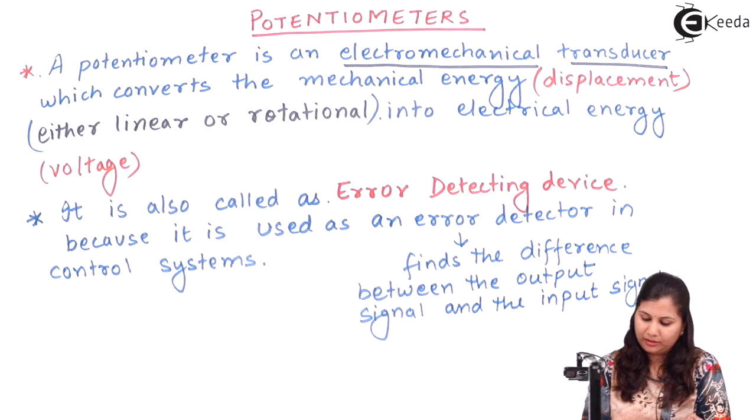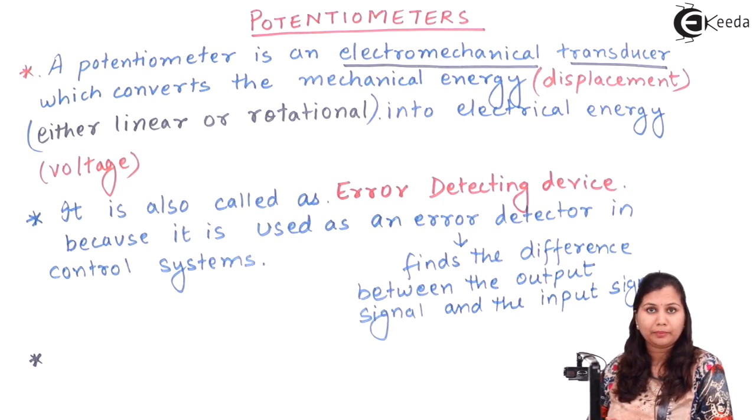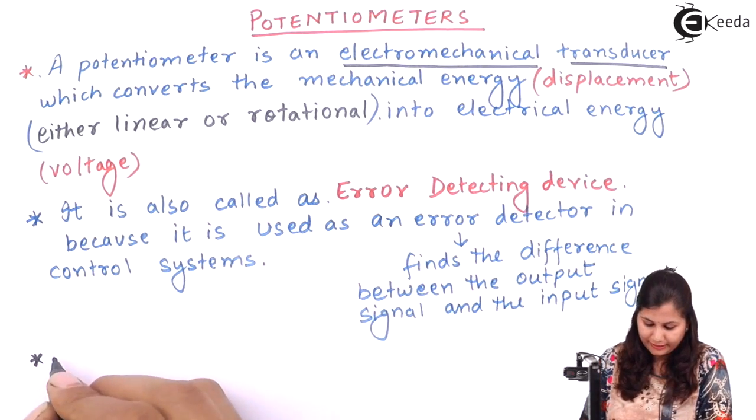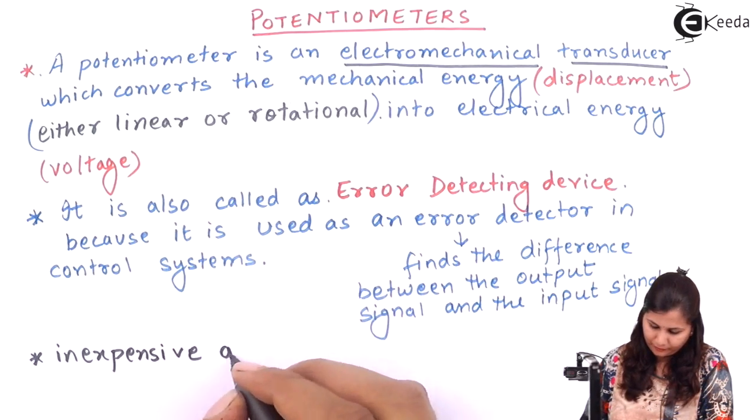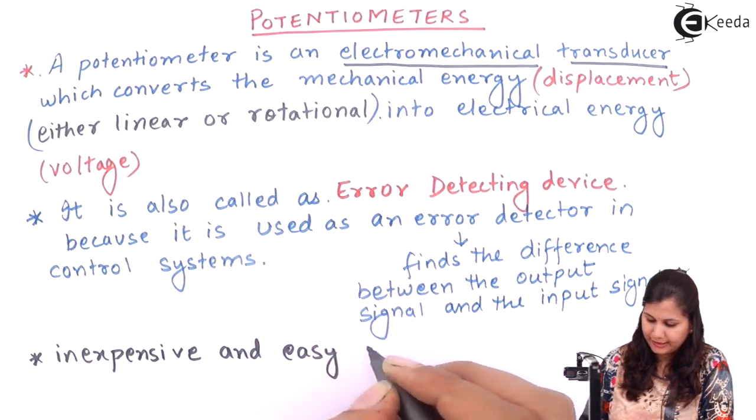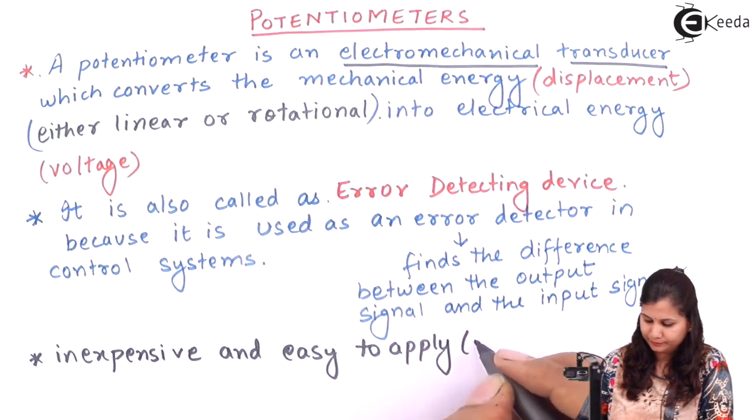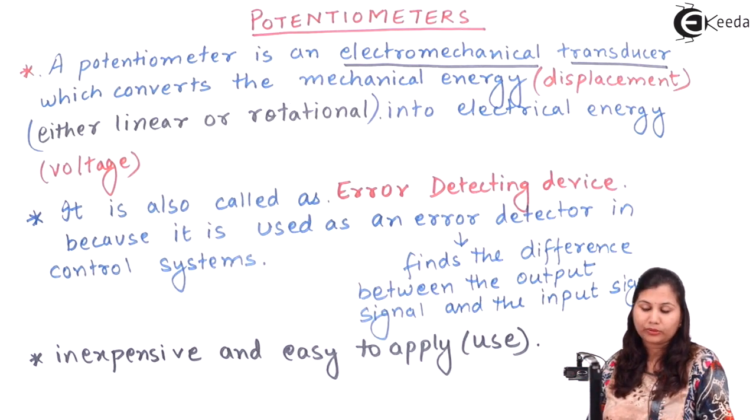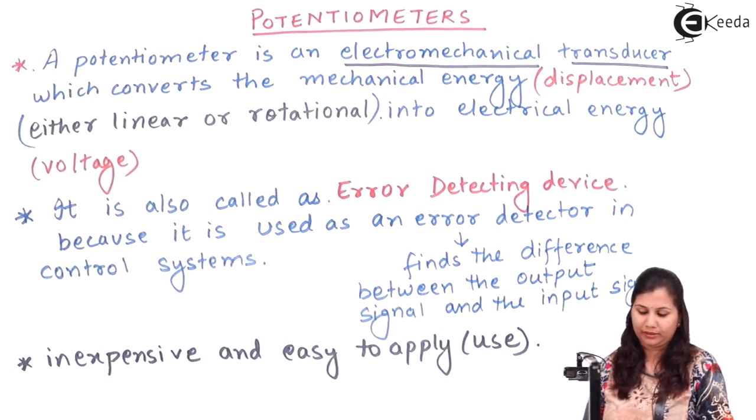Potentiometers are very commonly used in control systems because they are cheap and relatively easy to use. Okay, so they are inexpensive and easy to apply and use. So this is about the potentiometer. Now we will study the types of potentiometers.